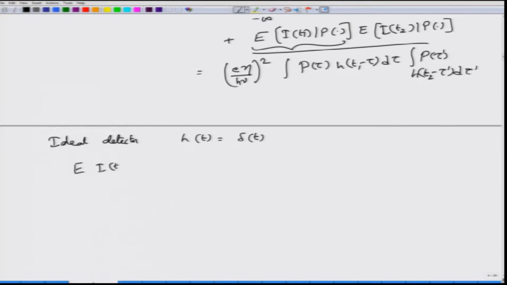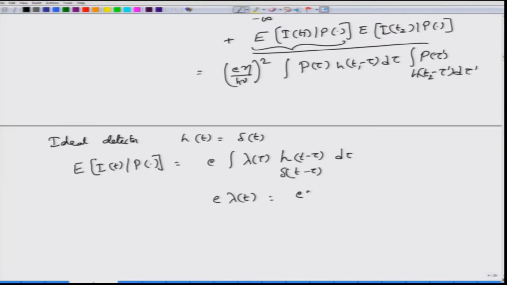The mean value of the photocurrent that you are going to get, provided that you have some optical input, is given by E integral lambda of tau h of t minus tau d tau. But I know that h is nothing but the delta function. So, delta of t minus tau has this property that it would sift the value of lambda t out. It would simply pick the value of lambda t, because that is where it would be non-zero. So, this is actually E times lambda of t, that is it. But lambda of t is nothing but P of eta by h nu. So, I can rewrite this as E eta by h nu P of t.